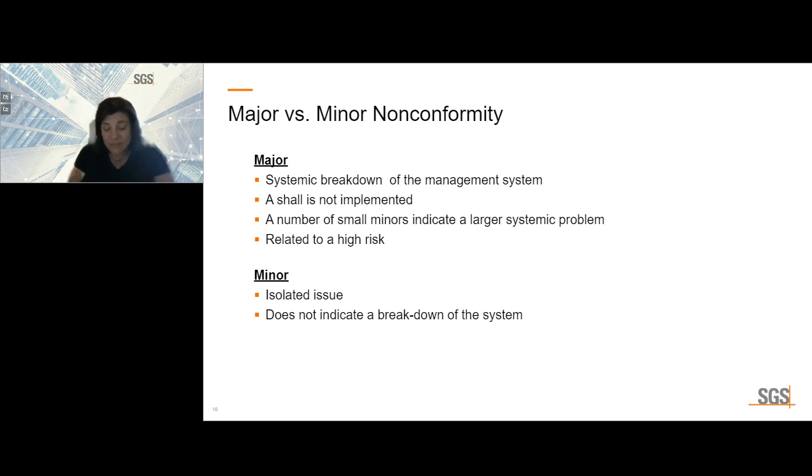So let's classify some of these non-conformances. We have under 9001, we have two classifications. We have major versus minor. A major nonconformance is a systemic breakdown of your management system. So for instance, if I were auditing production and I see that documentation is not adequately being filled out, or that they're working off of outdated forms and records, that would be a nonconformance.